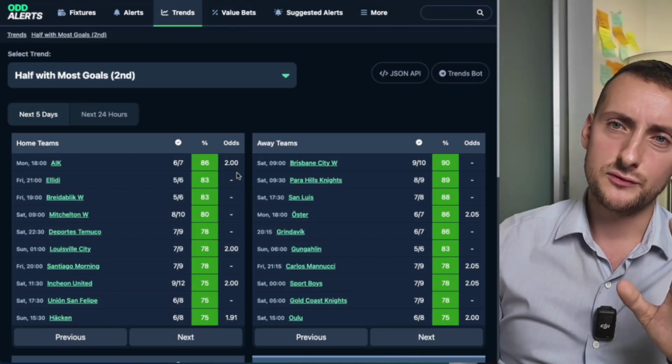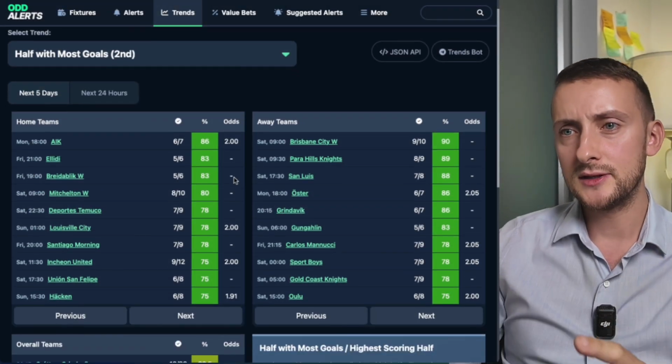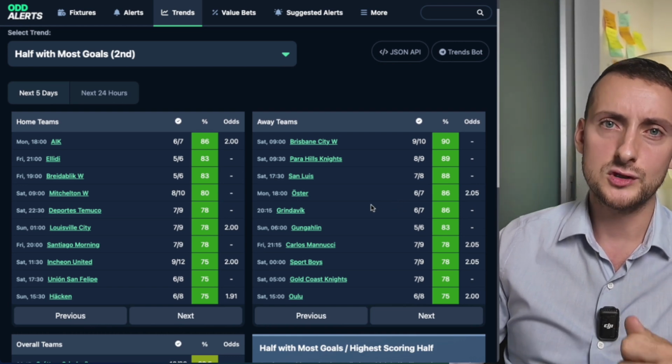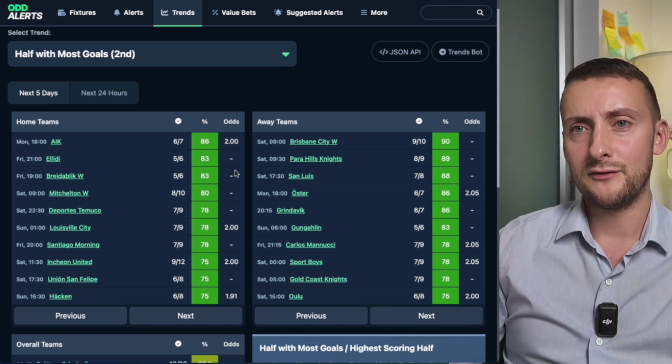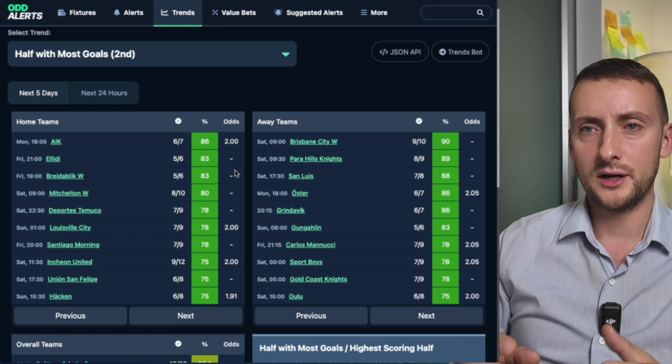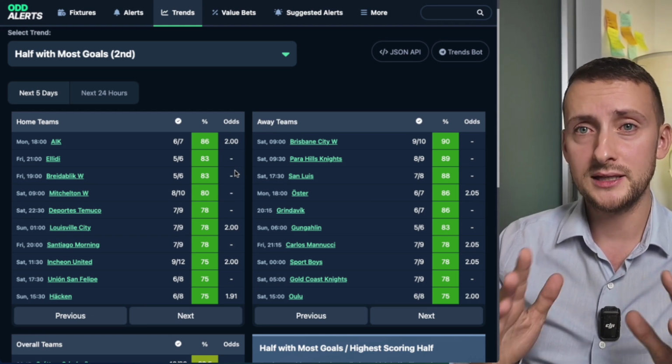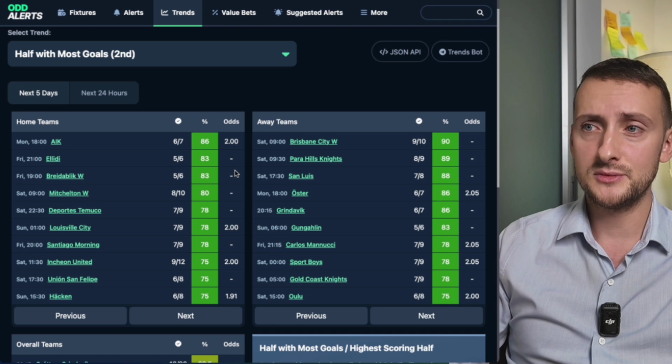whether it's this trends page. So I'll take you back to the trends page for a moment, and as you can see, the odds are not available for all of these games, but it doesn't mean there isn't value to be found. If most goals are being scored in the second half, then I would suggest setting alerts for over 1.5 goals, 2.5 goals, depending on the types of games.